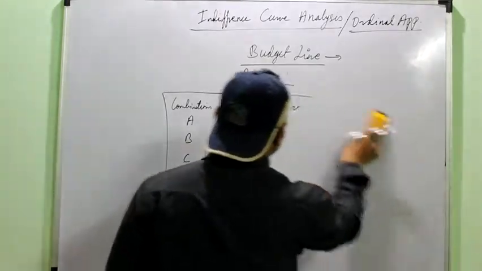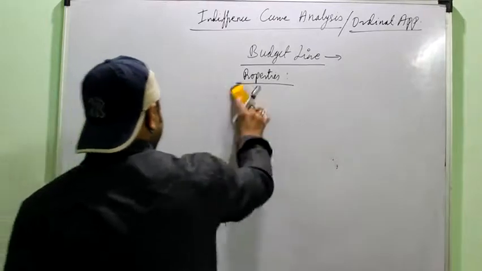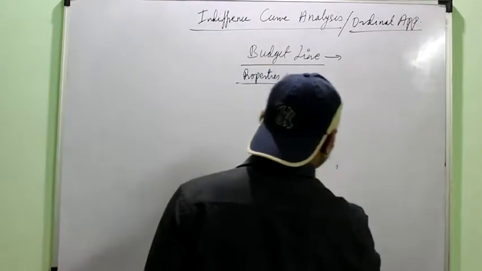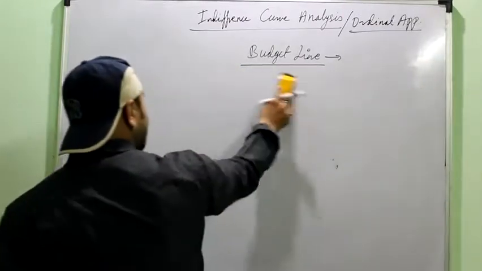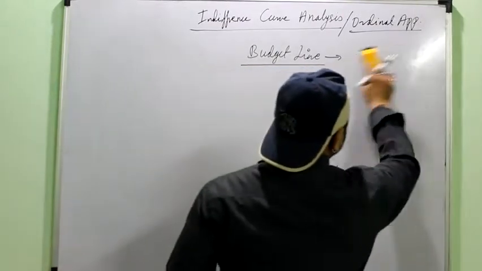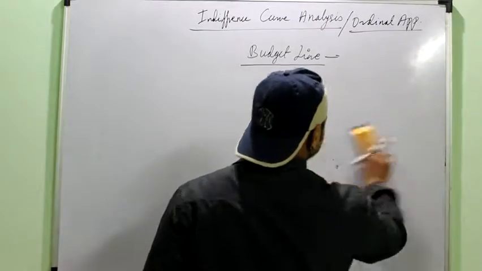So if you are asked why the budget line is a straight line, you have to mention that it is due to its constant slope, that is MRE. Then you have to explain the meaning, define the MRE, and then you also have to tell why it remains constant.